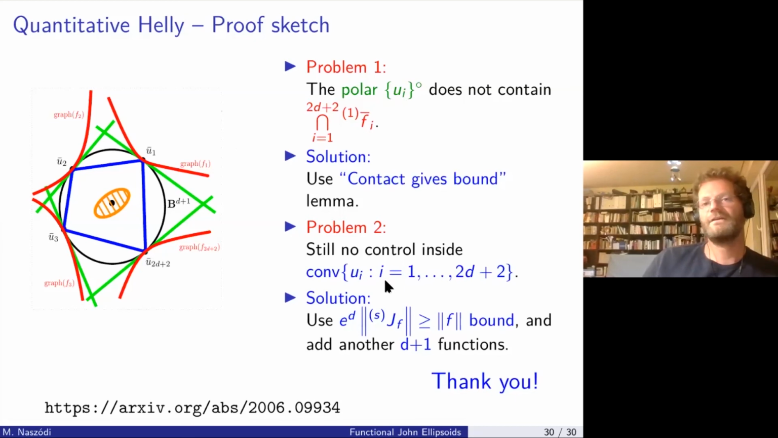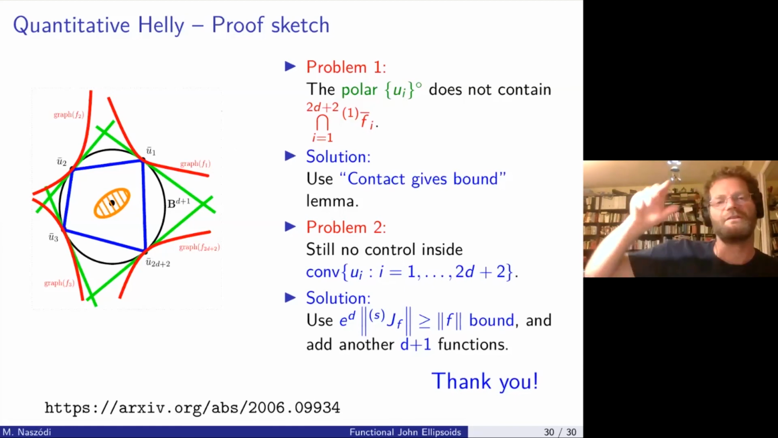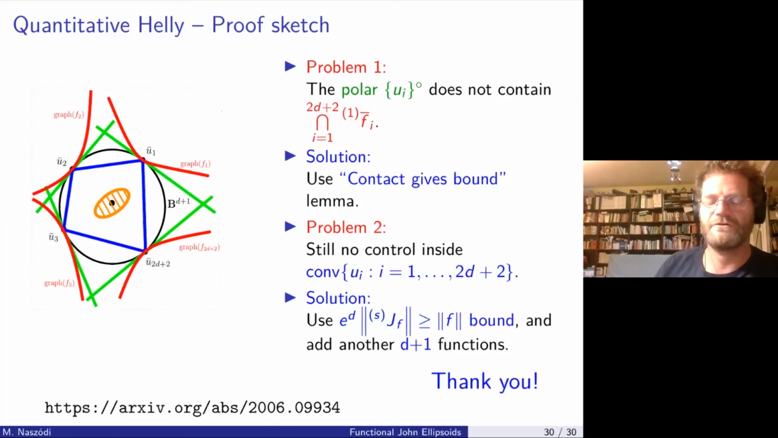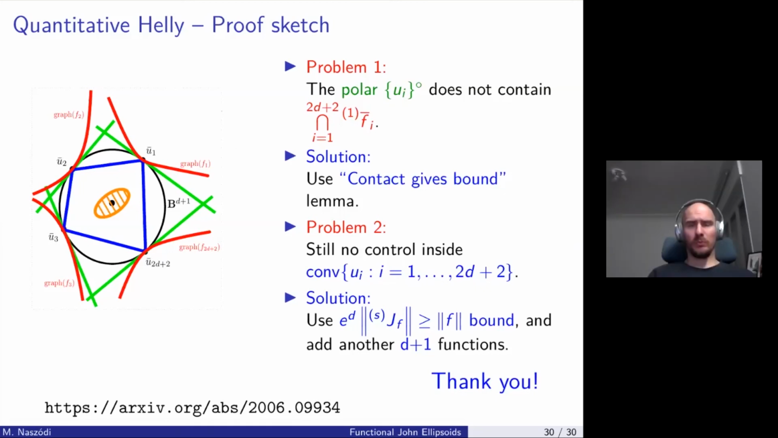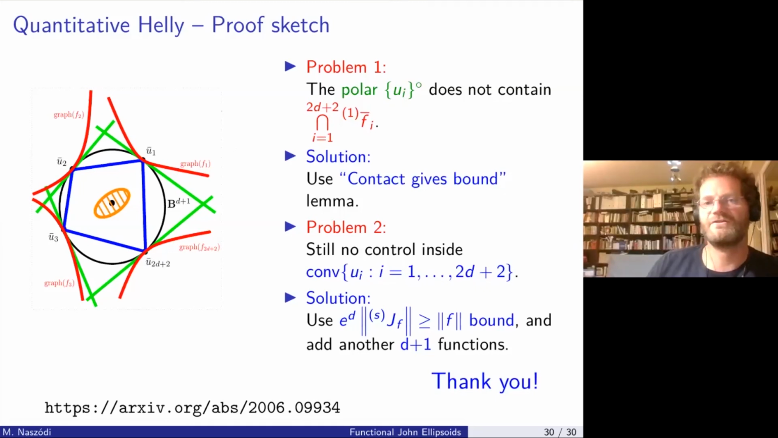Yes, basically. So that's not a totally different proof, but the problem is these points inside. We have very weak control over them unless we add these extra d plus 1 points.